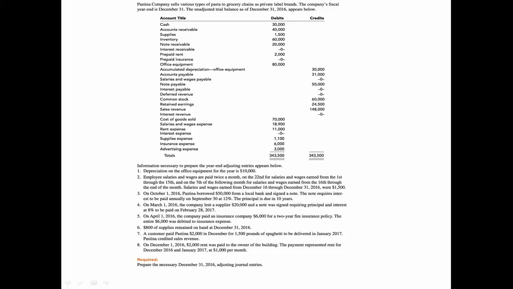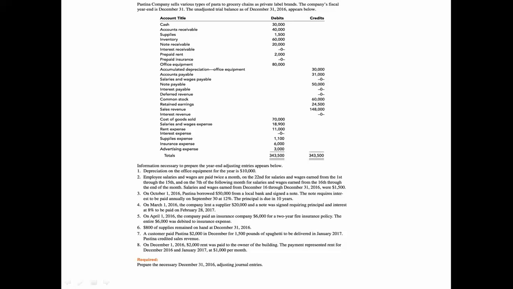Actually, originally, it looks like this was originally booked as prepaid rent from what I'm seeing now. So prepaid rent was originally booked at $2,000. But we have to reduce it by $1,000. So on December 1st, 2016, $2,000 rent was paid to the owner of the building. The payment represented rent for December 2016 and January 2017 at $1,000 per month. Let me get some thinking on this, because actually I think I'm confusing myself.